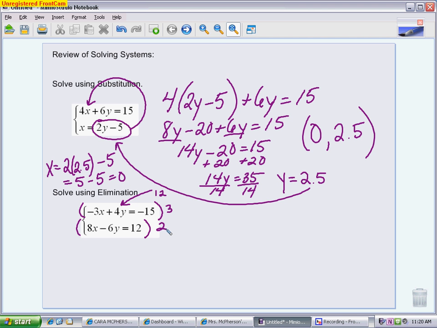You could try to get rid of x's. If you want to get rid of x's, you're going to have to multiply the top line by 8 and the bottom line by 3. So the x's are opposite. You have a lot of options here. You just want to look and see what you notice right away and what you're most comfortable with.